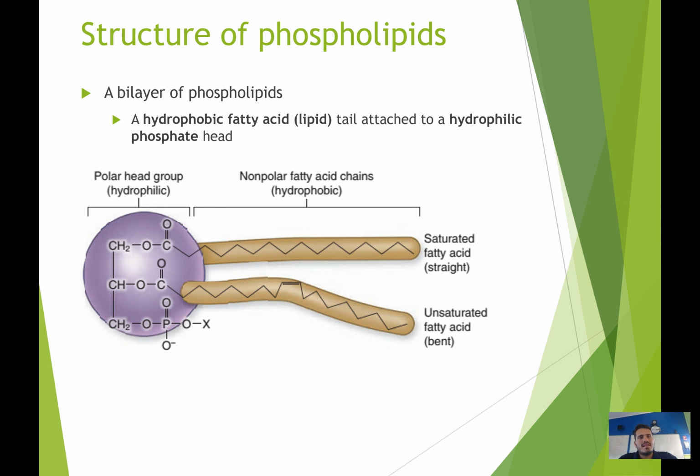So let's have a look at these phospholipids a little bit closer, because we have this really important bilayer of phospholipids, and really they're the biggest component of the plasma membrane. But what are they? They're made up of what we call a hydrophobic tail. If we break down the word hydrophobic, hydro means water. Phobic is like the word phobia, which means to be scared of. So it's a fatty acid tail which is scared of water, and that's this part here that we can see.